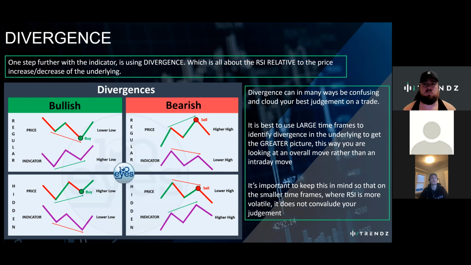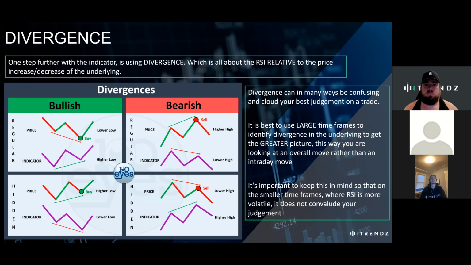Now, divergence is really important when used on larger time frames and not so much on the shorter time frames, because it can get too convoluted and confusing on a shorter time frame, like a 5-day, 5-minute, or even a 20-day, 1-hour. Honestly, it's best used on a 4-hour or daily. I personally love to use it on the daily maximum. The weekly also makes a lot of sense as well.